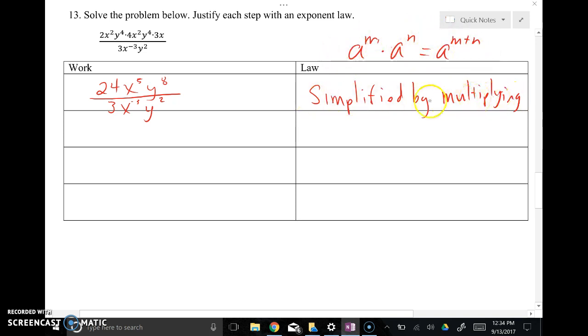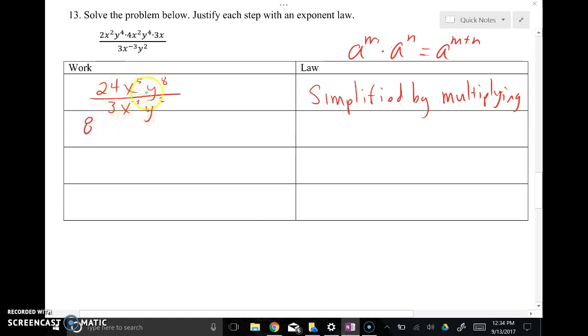So I wrote simplified by multiplying, but this is what we were able to do with our exponents when we multiplied like bases. This is how I'm going to write the rest of the laws, just so you know. Now I'm simplifying. I'm going to take my 24 and my 3. Those are normal coefficients, so I could reduce those. 24 divided by 3 is 8. So I know that I've got an 8.